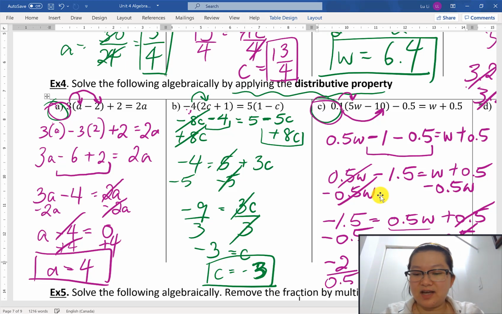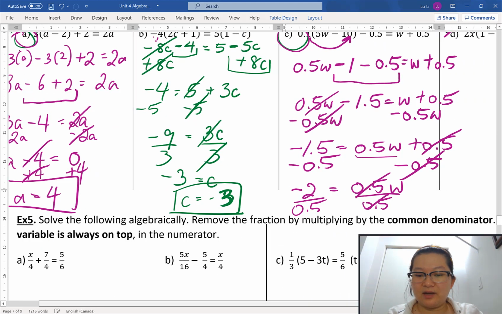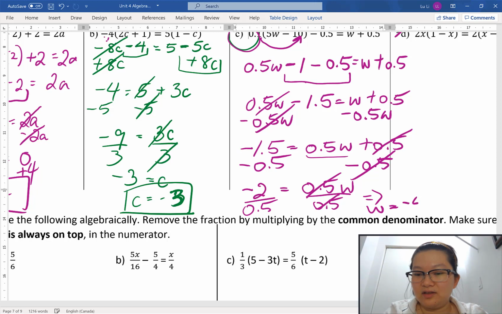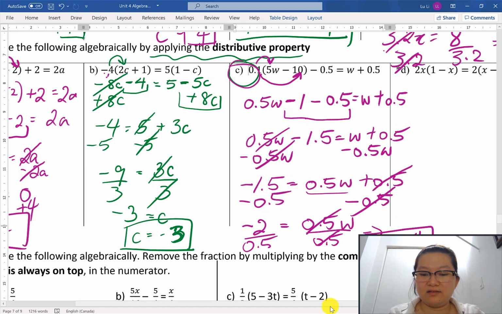Last step, okay, isolating for w, I need to divide both sides by 0.5, okay? Dividing by 0.5 is exactly the same as multiplying by 2, if you're wondering. So negative 2 times 2, or divided by 0.5, is actually going to give me negative 4, okay? So I have w left, negative 2 divided by 0.5, that's going to give me negative 4. Bam, that's my solution there.